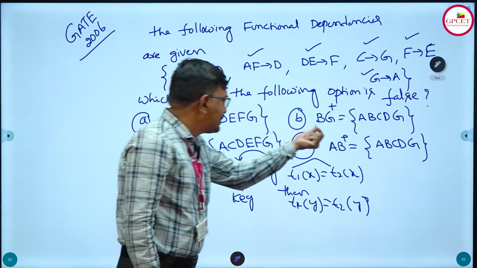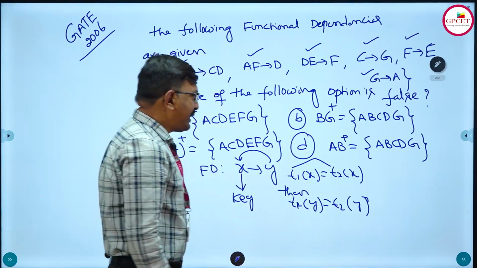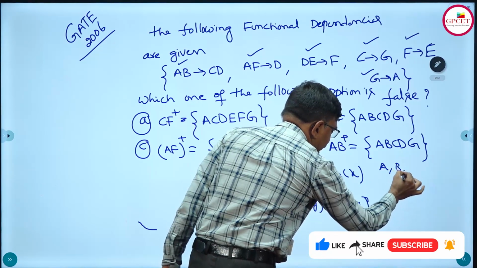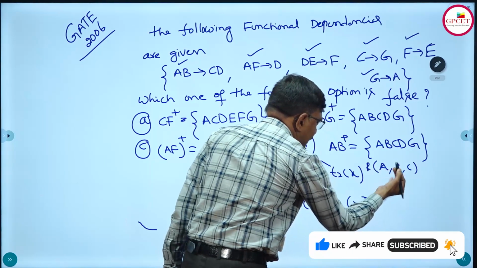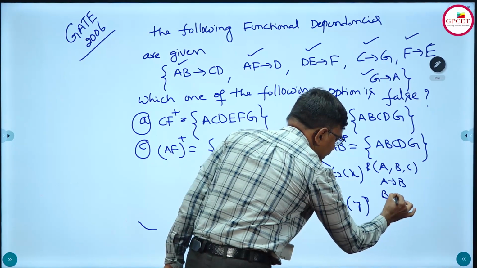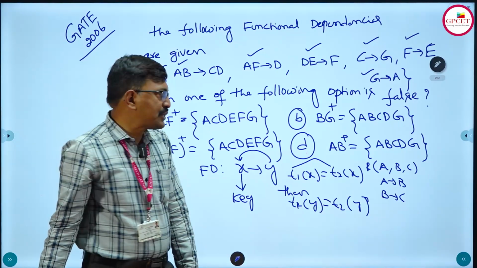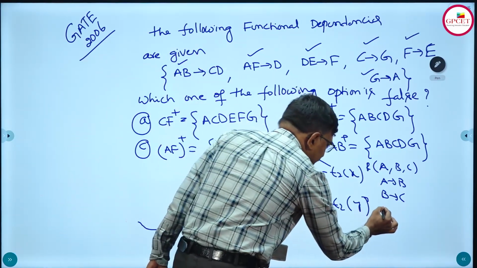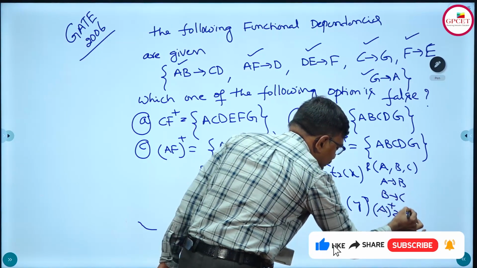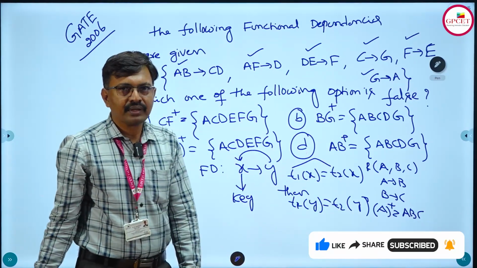The options are CF closure, BG closure, AF closure, and AB closure. Okay, what is meant by closure? Here is a simple example: A, B, C. The given relation is A, B, C, with A tends to B and B tends to C. These two are the functional dependencies. And what is meant by closure? A closure is nothing but A derives what? B. B derives what? C. That is a closure. Clear?